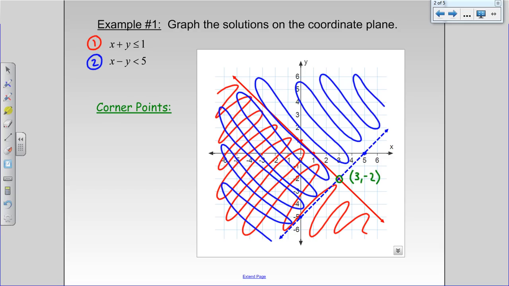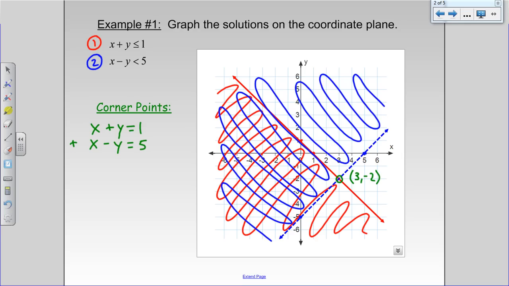The corner point is a solution of the first inequality because it lies on the solid line, but it is not a solution of the second inequality because of the dotted line. If we have trouble identifying the coordinates of the corner point from the graph, we can also obtain those coordinates by solving the system of equations for the boundary lines.